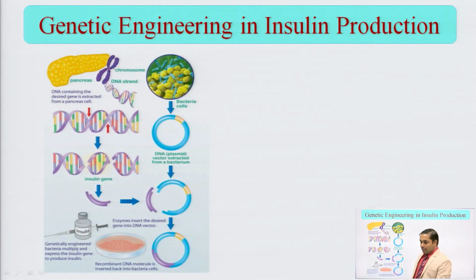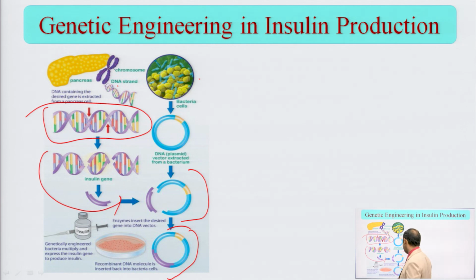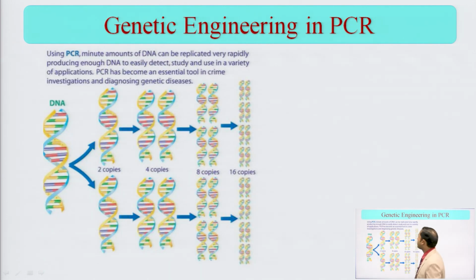Now, here is a picture of how it is happening. Here is the pancreas, we have the DNA strand, we take the gene which is responsible for insulin creation, and here is the bacterial plasmid. We put that insulin gene into the bacterial plasmid, and then we add that into the bacteria, and when it expresses, it will make the insulin.